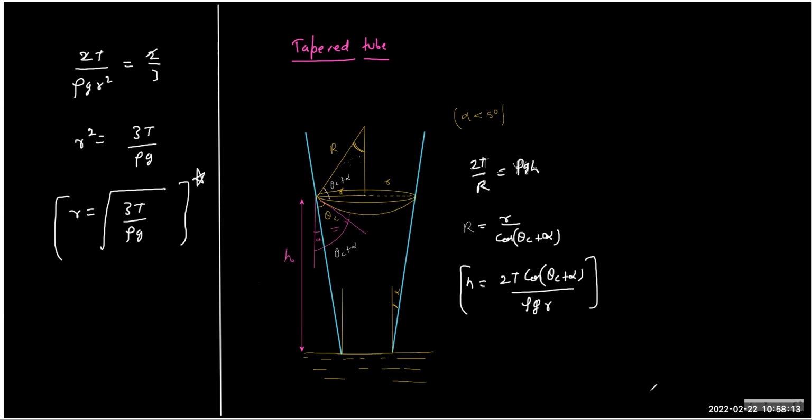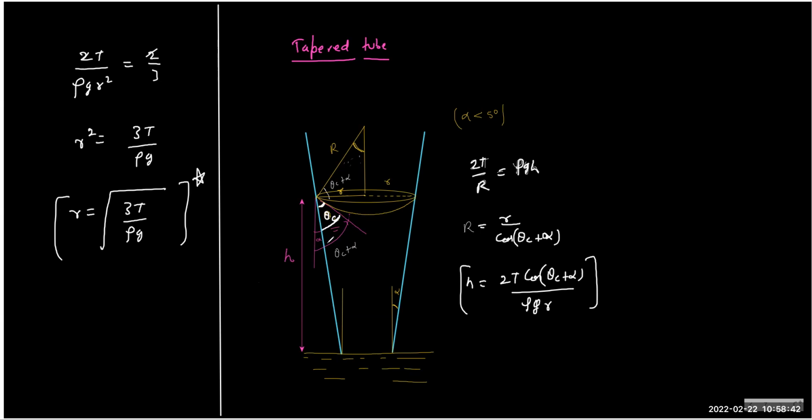Is this clear? Sir, in that capillary thing also we did that. We took theta c only, no? The capillary angle is the angle between the wall and the free surface, not vertical. So the capillary angle is from here to here. No? This is the wall and the free surface. This angle is the angle of contact. Is this clear?